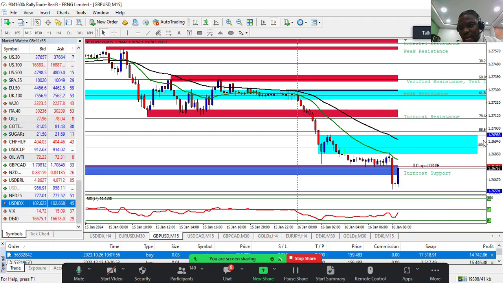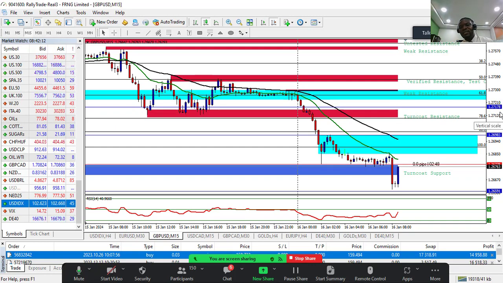So I'm selling at 1.26983. My stop loss would be just above. You can see this is a local support turned resistance, so my stop loss will just be above it, at 1.27178, right?